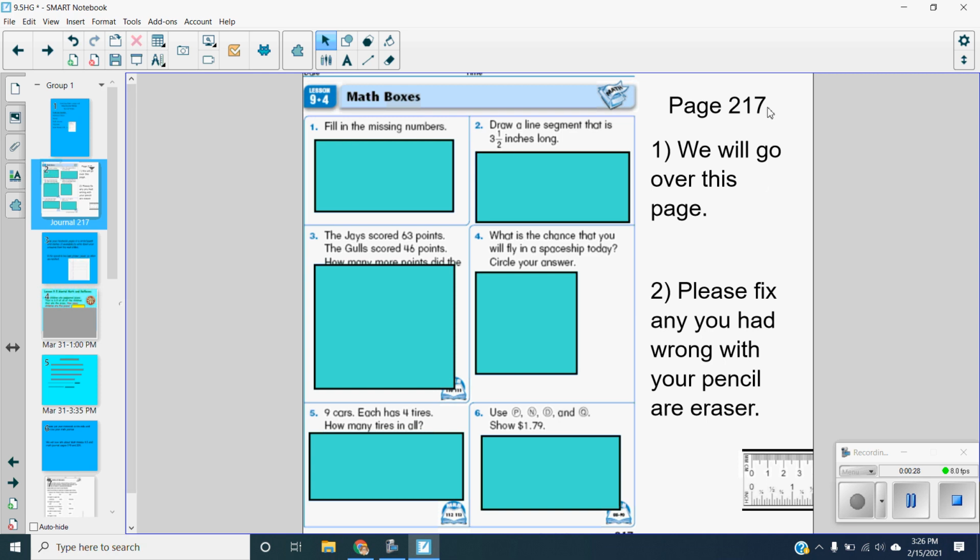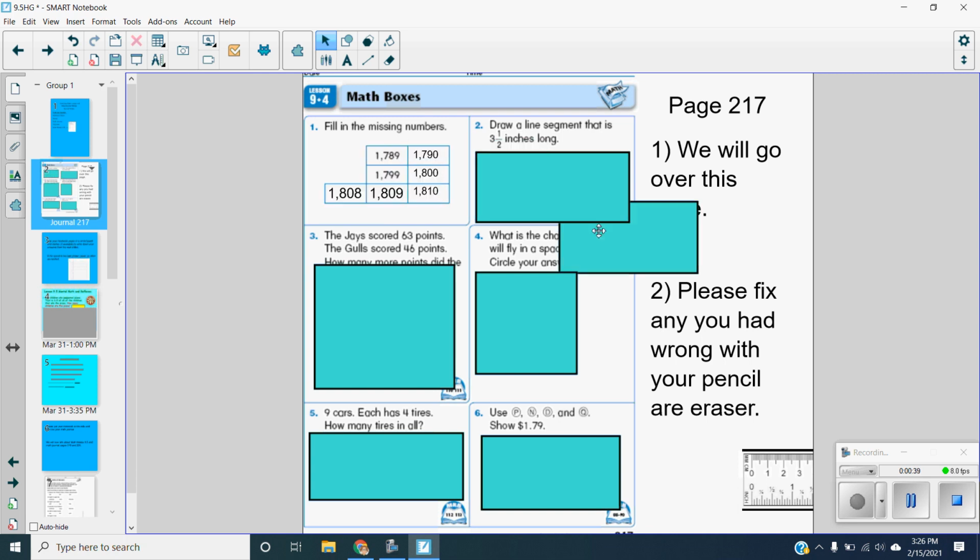So if you can open up your math journal to page 217. If you're noticing that you have any mistakes, please fix those with your pencil and eraser. So for our first question, fill in the missing numbers. They gave us 1,789, so we know one more would be 1,790. They gave me 1,799. I know one more would be 1,800. Then I could think 10 more than that would be 1,810, and then one less would be 1,809 and 1,808.